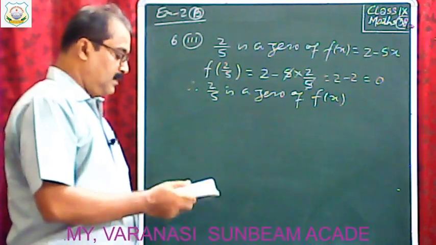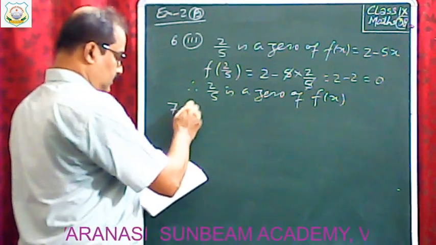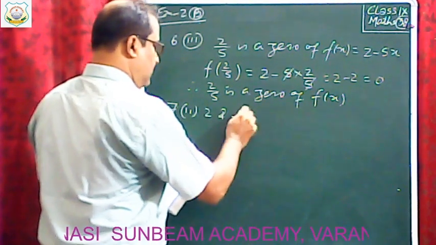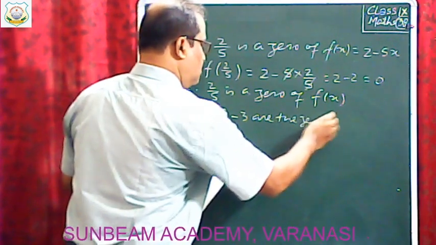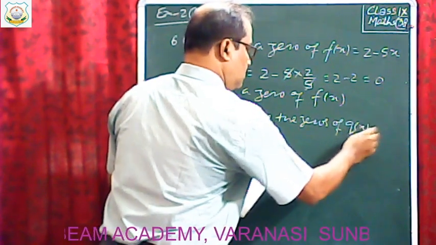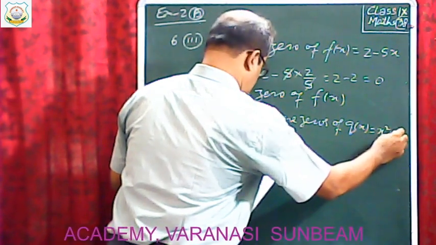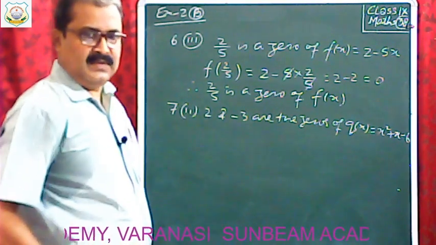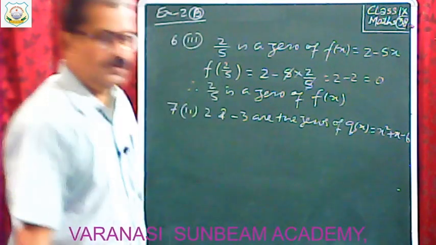Okay, thereafter question 7, second. Verify that 2 and minus 3 are the zeros of q(x) equal to x square plus x minus 6. One polynomial is given, that is x square plus x minus 6, and we have to check whether 2 and minus 3 are the zeros or not.